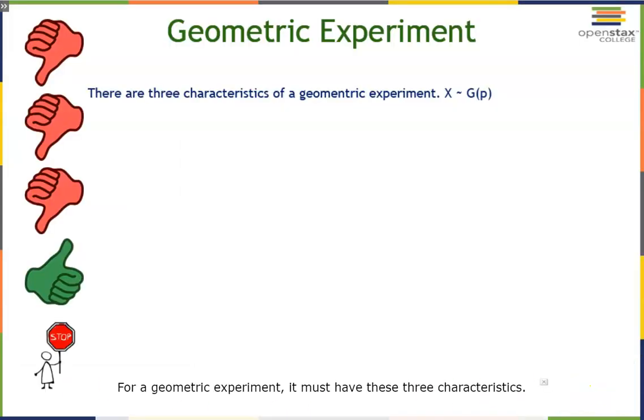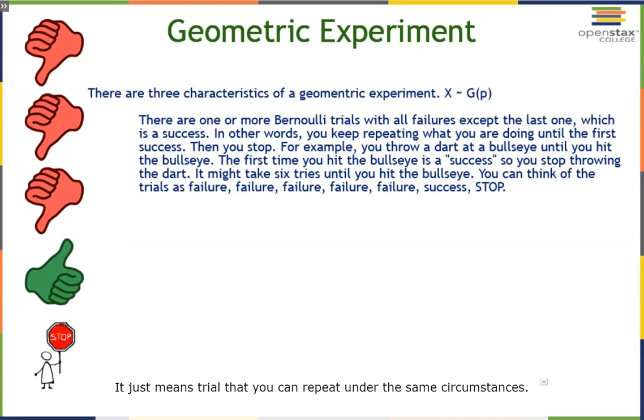For a geometric experiment, it must have these three characteristics. First, there are one or more Bernoulli trials. It just means a trial that you can repeat under the same circumstances. And in fact, all of the results are failures except the last one, which means you can keep going and going until you have a success. So maybe you're throwing darts and the experiment is how long will it take you before you hit a bullseye? So you're going to go until you hit a bullseye.